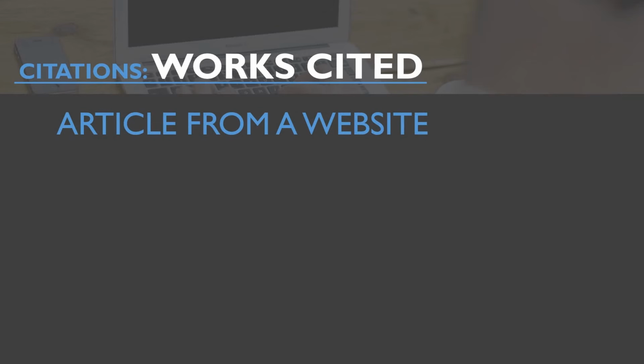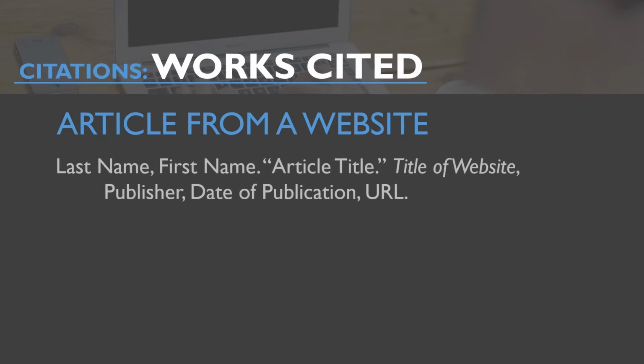And lastly, let's take a look at the article from a website. We start off with the last name and first name of the author, just like all the others. Next, we include the article title in quotes, followed by the title of the website in italics, the publisher, the date of publication, and then the URL.